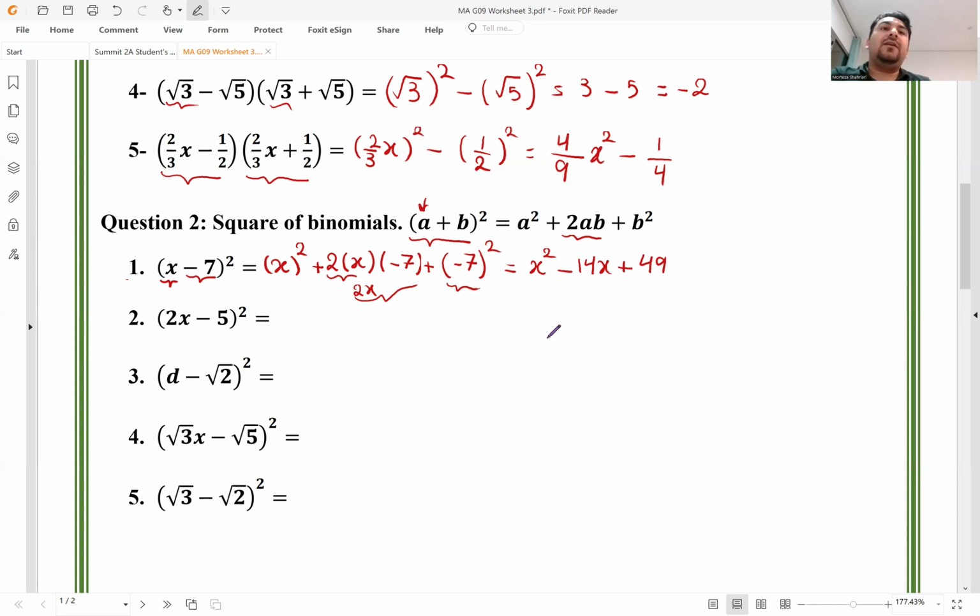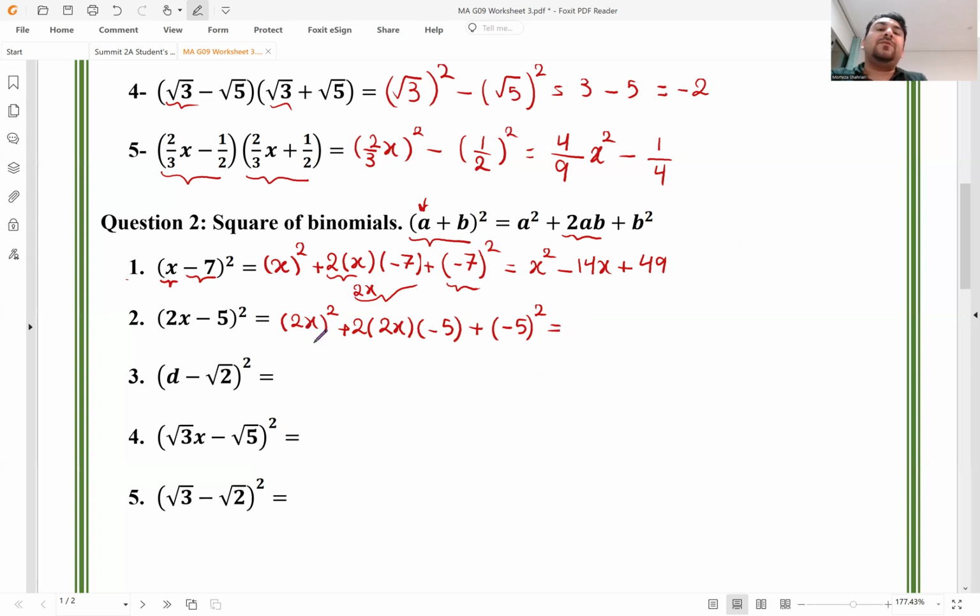Let's apply the formula for the second question. 2x minus 5 powered by 2. So the first term is 2x powered by 2 plus 2 times the first term, which is 2x, times the second term, which is negative 5, plus the second term, which is negative 5 powered by 2.